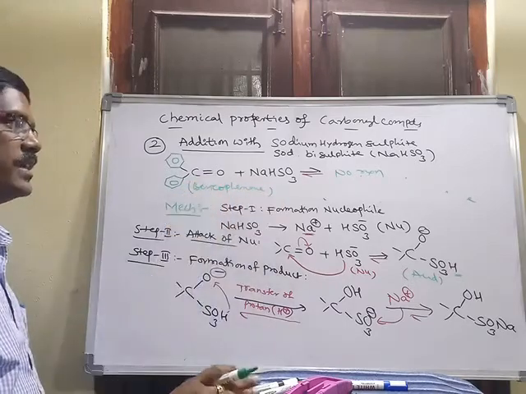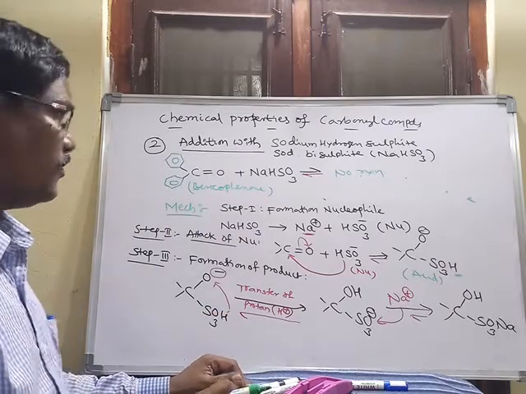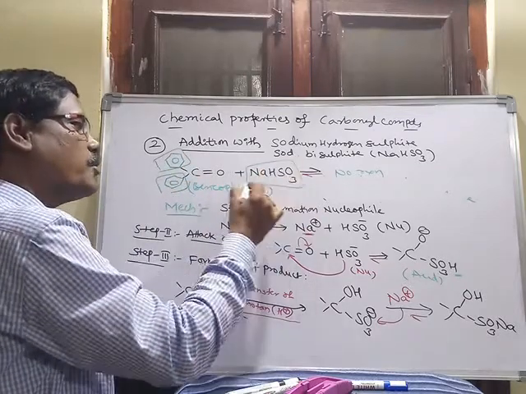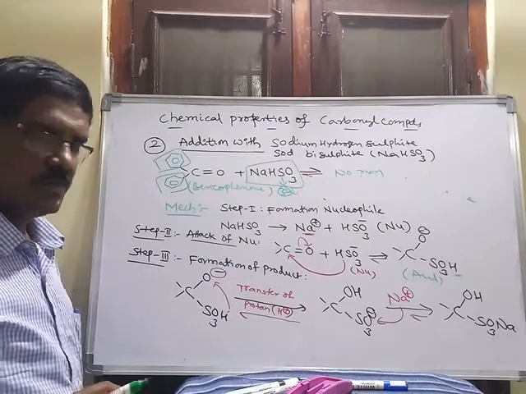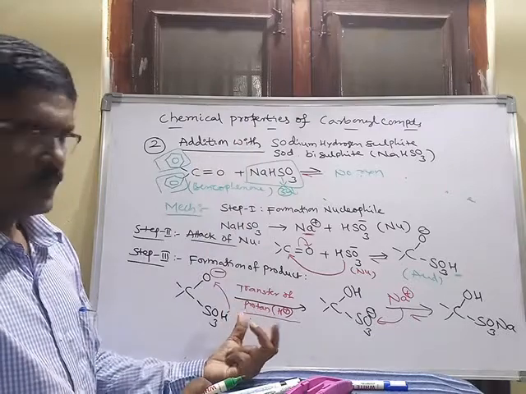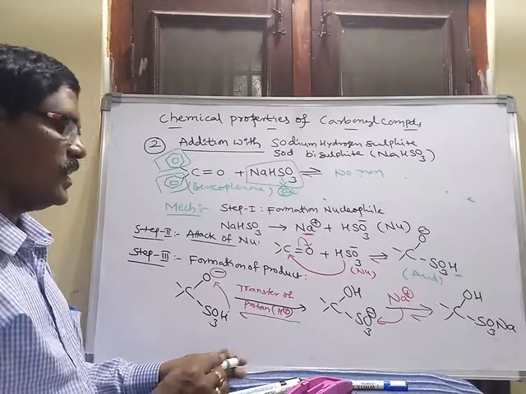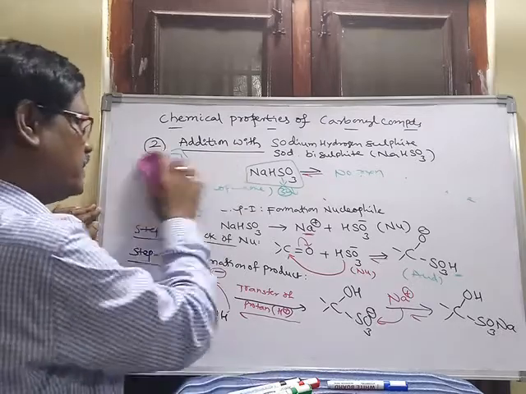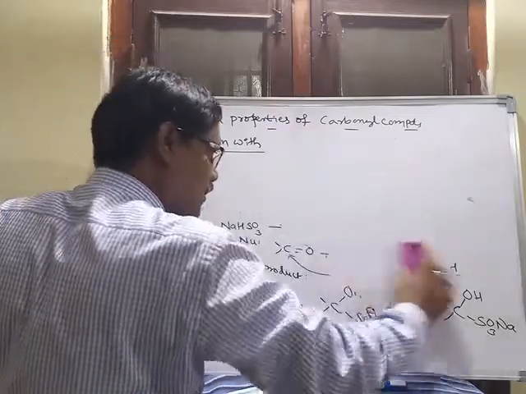Benzophenone does not react with sodium bisulfite because of steric hindrance. Both groups are bulky, and the nucleophile has sulfur with atomic weight 32, so it is repelled. Due to the two bulky groups already present, there is repulsion, and for that reason sodium bisulfite does not react with benzophenone. So this is the second chemical property with its mechanism.